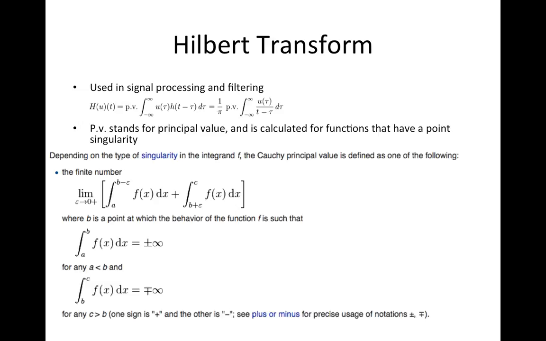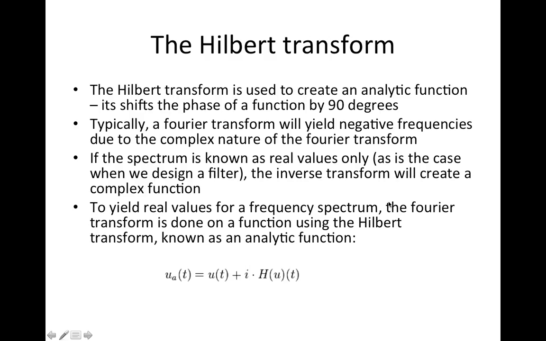If we have time this semester, we'll discuss the Hilbert transform in a little more detail because it does allow you to obtain what's known as an analytic function when you need such in signal processing. It'll shift the phase of the function by 90 degrees. So when you take the Fourier transform, you get negative frequencies because the Fourier transform is a complex number.